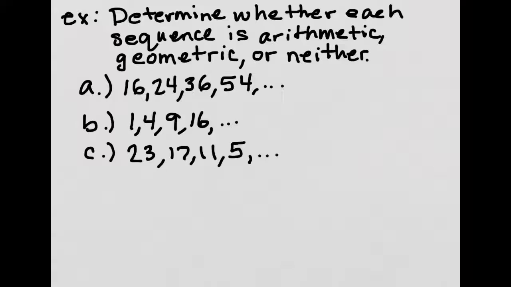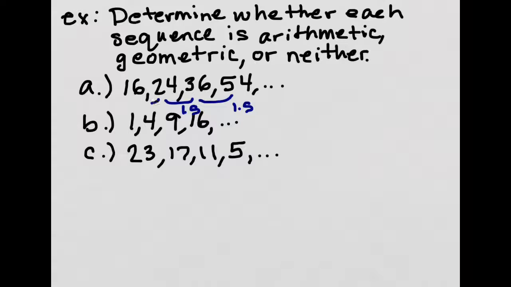To test if it's geometric, you take the last term and you divide it by the second to last term. Then you take the second to last term and divide it by the third to last term. And then if you get the same number, you know that it's geometric. So let's look at that. 54 divided by 36, if you do that in your calculator, you'll get 1.5. And 36 divided by 24, you also get 1.5.